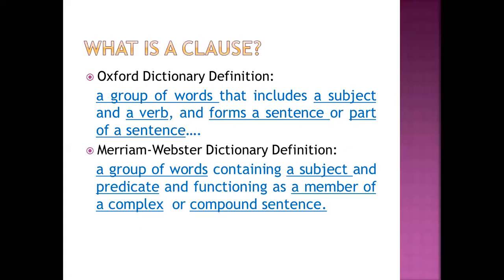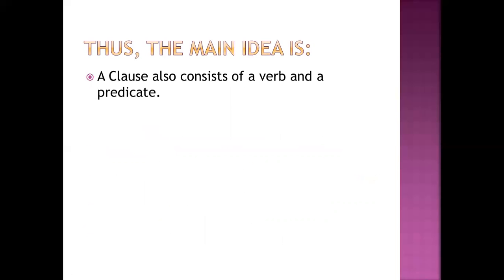We can see the echoes of the same idea in the Merriam-Webster dictionary definition of the American English language. A group of words containing a subject and a predicate and functioning as a member of a complex or compound sentence. So it's the same idea expressed a little bit differently. The main idea is a clause also consists of a subject and a predicate, but it is a part of a bigger sentence.